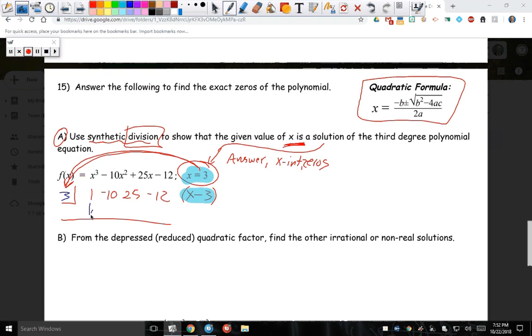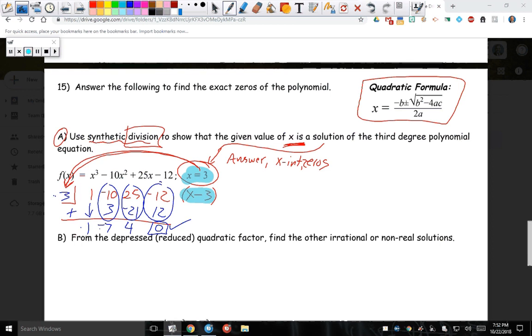In synthetic division, we always copy the first number down, then multiply. So this 3 and this 1 gives us 3. Then we add. So we get negative 7. This 3 times this negative 7 gives us a negative 21. We add. We get 4. And then 3 times 4 will give us 12, which ding, ding, ding, we wanted a 0 here. Because remember, we're adding these. So our leftover pieces are this 1, negative 7, 4.